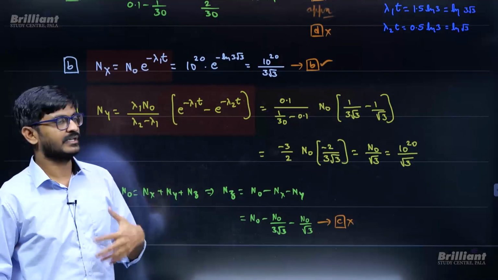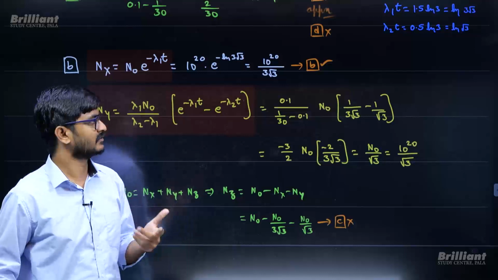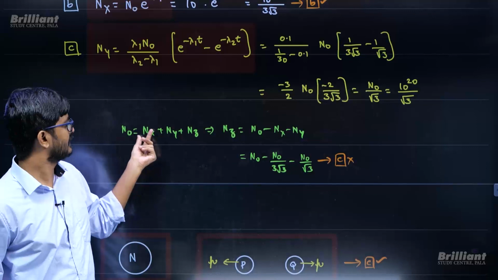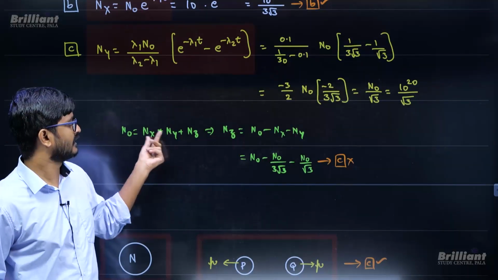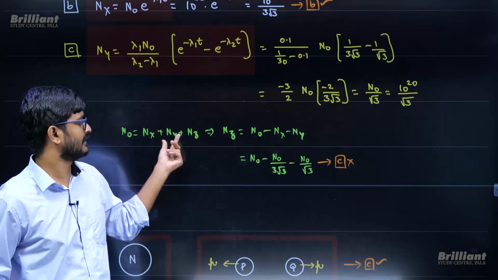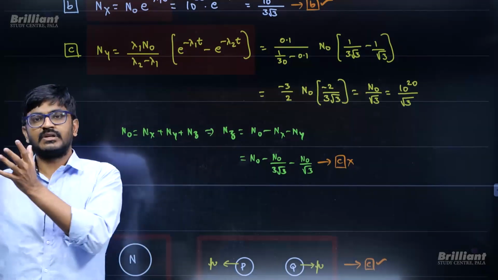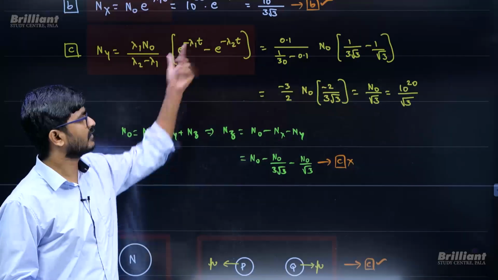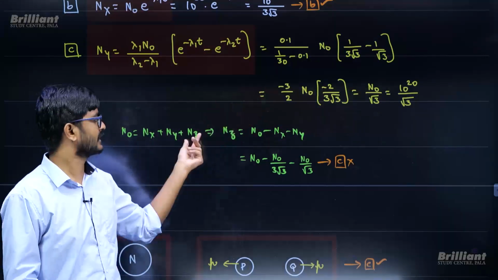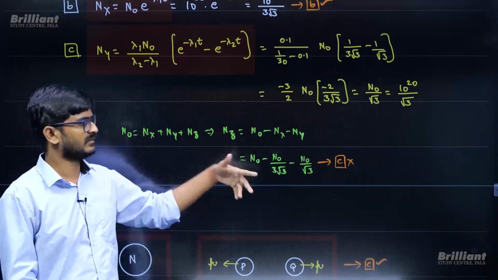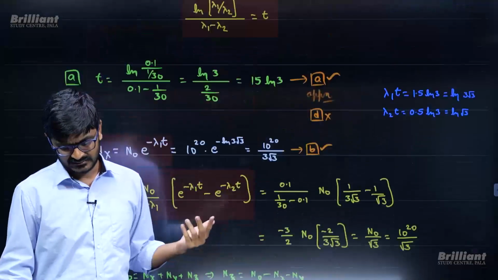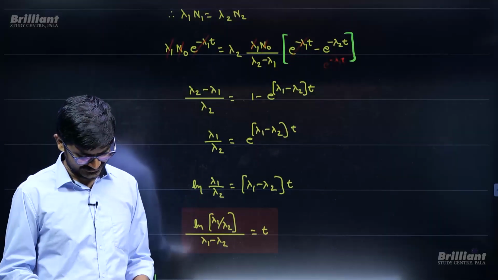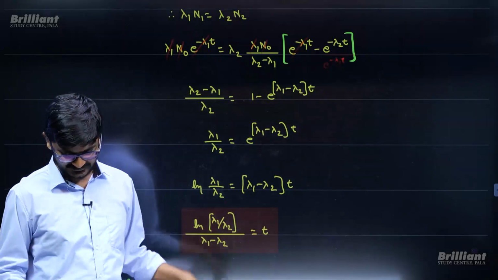Similarly, I can get Nz also, but I know the total number of nuclei. If initially they are N0, then they will be divided among Nx, Ny, Nz. The number of nuclei Nx plus Ny plus Nz must be constant, the same as the initial one. We have already calculated Nx and Ny, so we can calculate Nz also. Nz will be N0 minus, right? That much you can manage. But it's a lengthy question, and you can get more marks by doing the first question in this time.